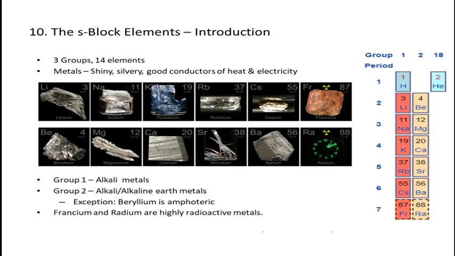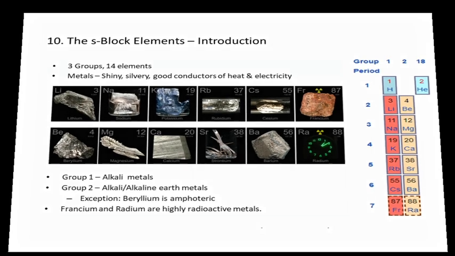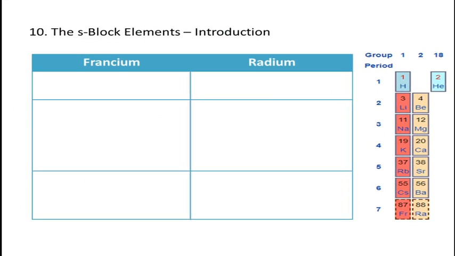The last elements of group 1 and 2, that is francium and radium, are highly radioactive metals. Let us discuss some more properties of these radioactive elements. Francium has 34 known isotopes with atomic masses ranging from 199 to 232, whereas radium has 33 known isotopes with atomic masses ranging from 202 to 234.